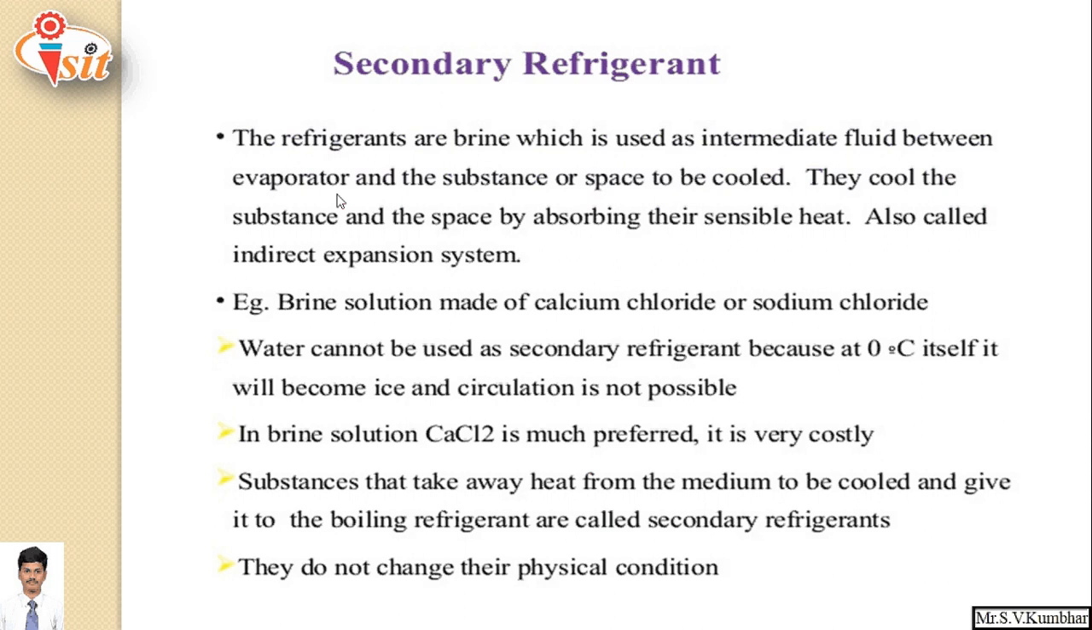Water cannot be used as a secondary refrigerant because at 0 degrees centigrade itself it will become ice, and circulation of ice is not possible. That's why calcium chloride or sodium chloride in water is preferred, but calcium chloride is very costly, so NaCl, sodium chloride, is used in water to act as a brine solution. Substances that take away heat from the medium to be cooled and give it to the boiling refrigerant are called secondary refrigerants. They do not change their physical condition.